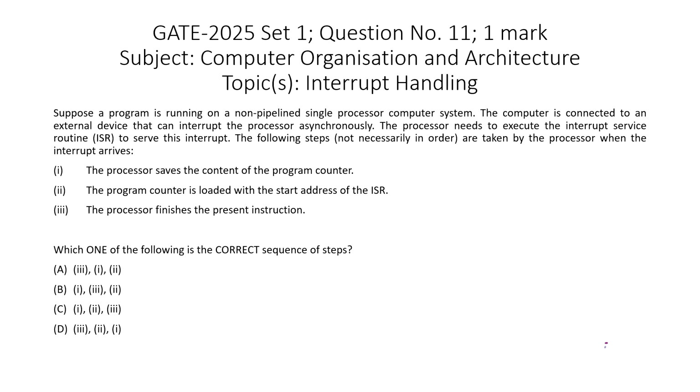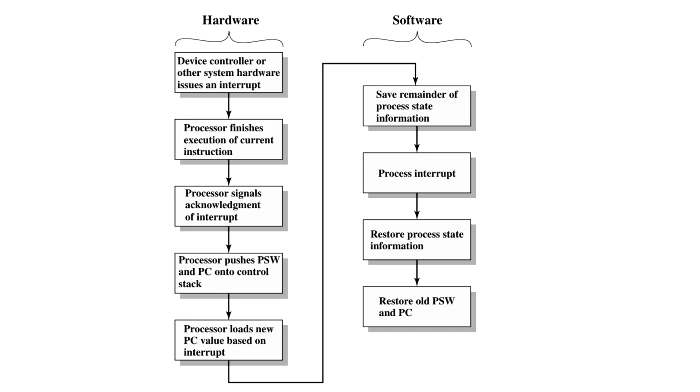So we are given that a program is running on a non-pipelined single processor computer system. So the external device generates some interrupt, and what is the correct sequence of operations that take place by the processor? So when an external device generates or issues some interrupt, the following changes get triggered on both the hardware and software side.